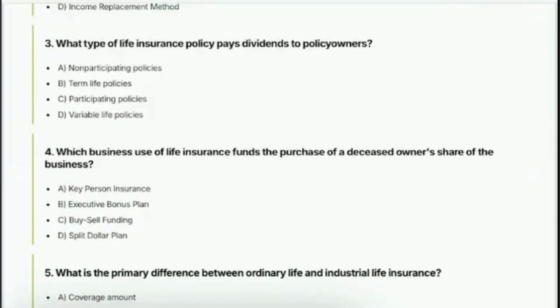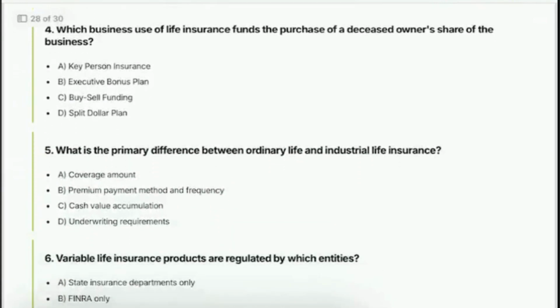Question number 3. What type of life insurance policy pays dividends to policy owners? A, non-participating policies, B, term life policies, C, participating policies, or D, variable life policies. Number 4, which business use of life insurance funds the purchase of a deceased owner's share of business? A, key person insurance, B, executive bonus plan, C, buy-sell funding, or D, split dollar plan.